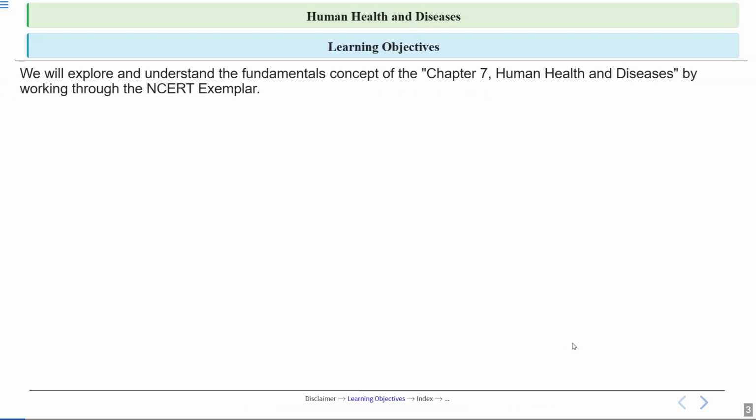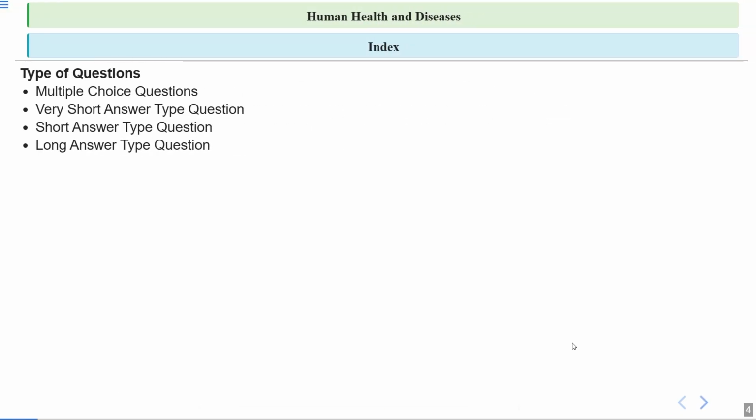Okay, so let's understand what are the objectives of today's session. So today we will understand the basic concepts related to the chapter Human Health and Diseases by working through NCERT Exemplar questions. So these questions are based on some concepts. We'll discuss these concepts by discussing the NCERT Exemplar questions. Okay, so these questions have been categorized into these categories. So we have multiple choice questions, very short answer type questions, short answer type questions, and long answer type questions.